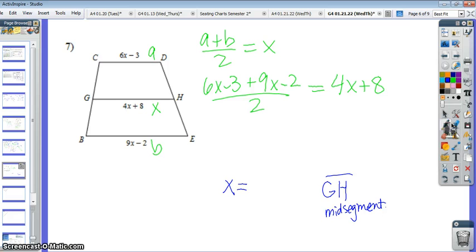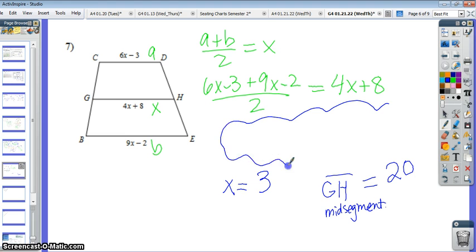Okay, for number 7, we should have got that x equals 3 and that GH equals 20. Please make sure that you have all the work for this shown. I don't care about the right answer. I care that you're showing the work to get it.